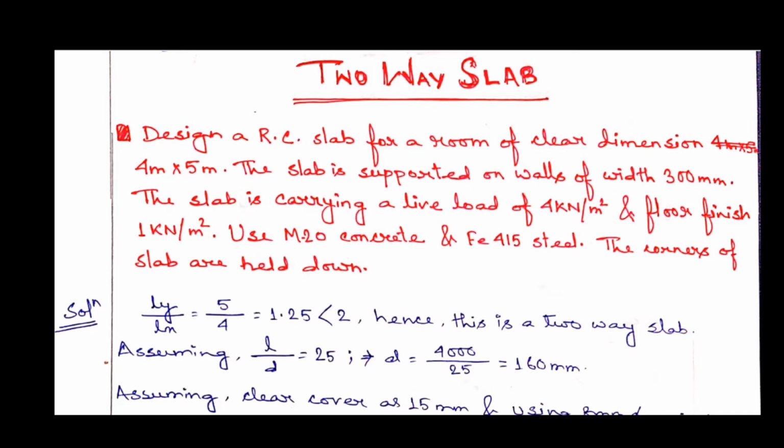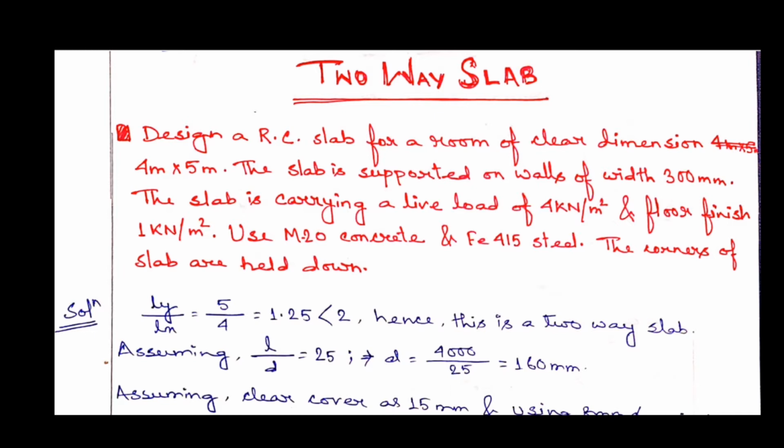Design an RC slab for a room of clear dimension 4 meter by 5 meter. The slab is supported on walls of width 300 mm. The slab is carrying a live load of 4 kN per meter square and floor finish 1 kN per meter square. Use M20 concrete and Fe 415 steel. The corners of slabs are held down.